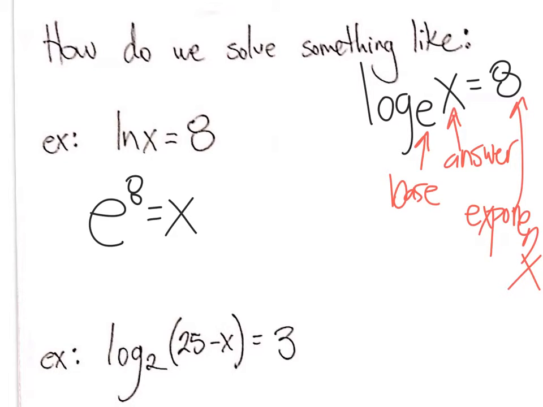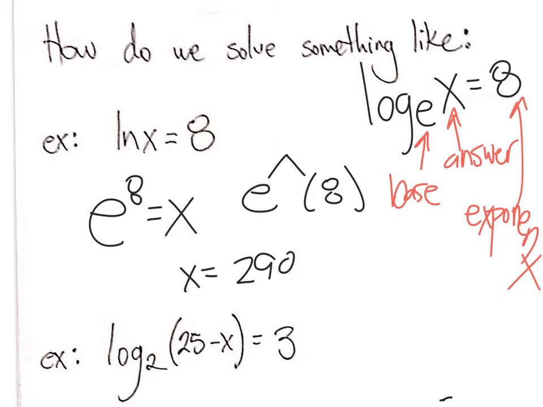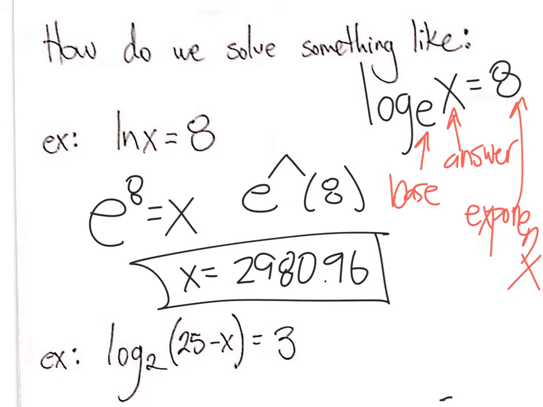So e to the 8th, yeah, that's a big number. And the calculator will tell us. I type in e to the 8, and if you're using the TI-85 or something, it'll look like this. Enter, and we get 2980, and let's put in 2 decimal places, 0.96. Sounds good to me.